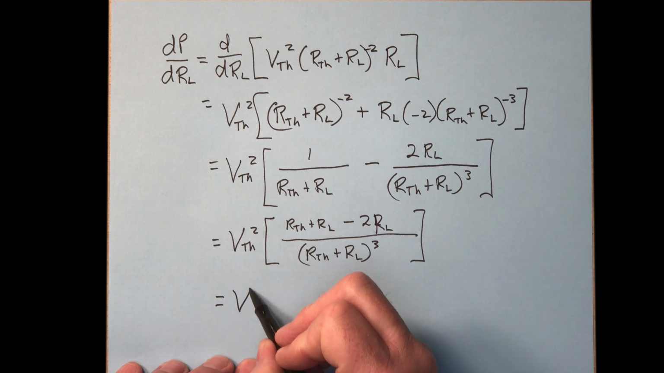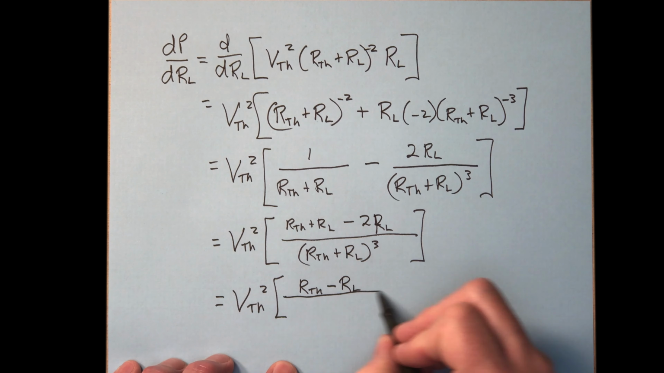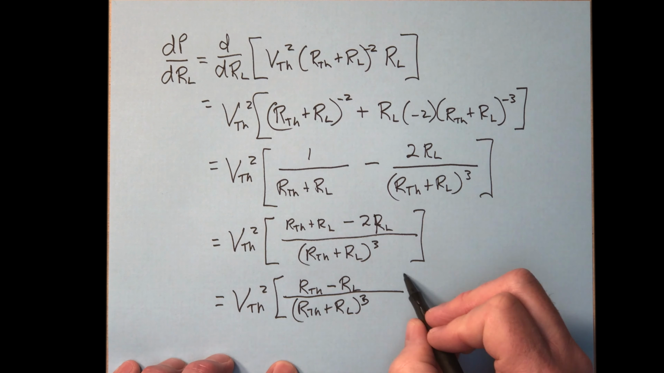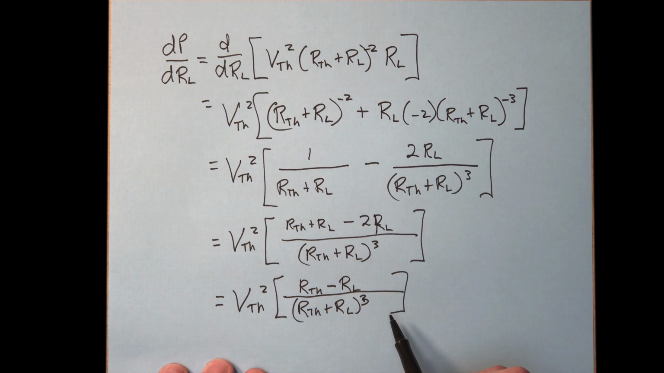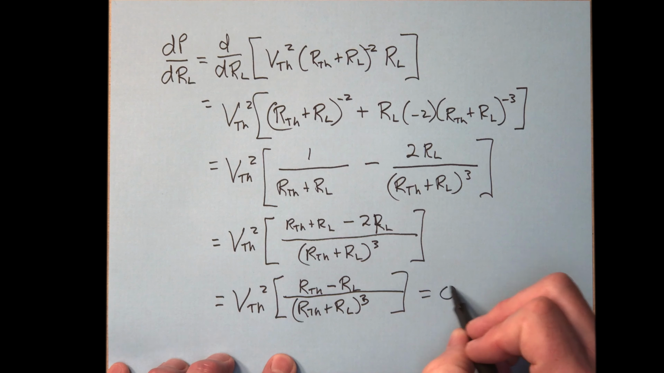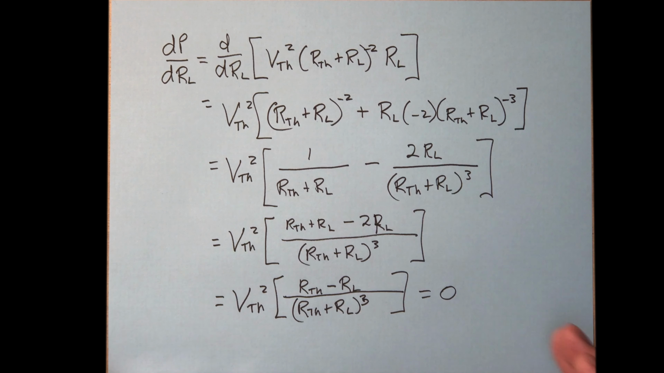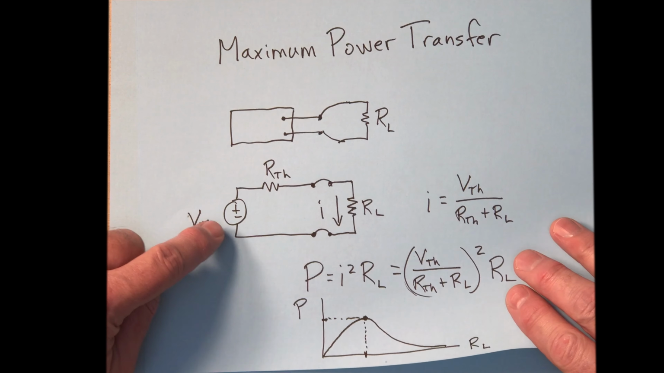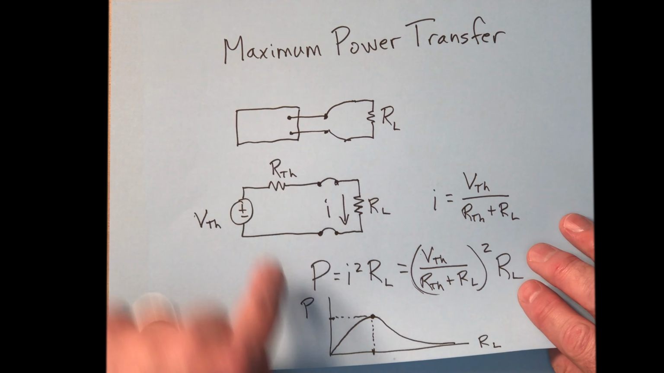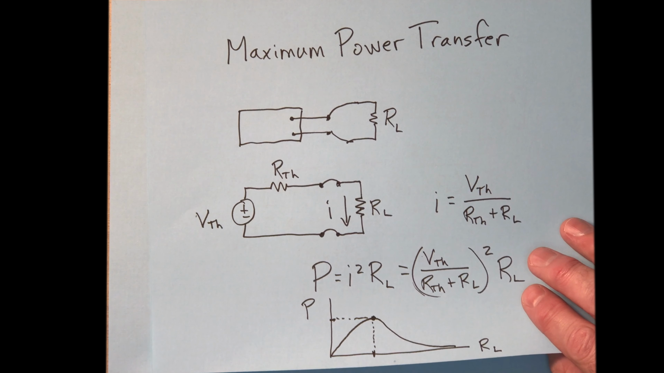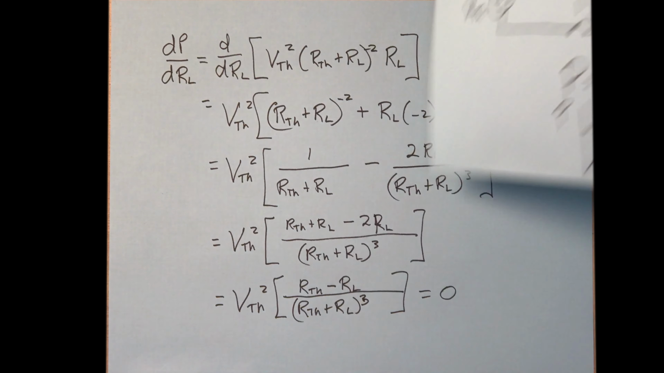Simplify the top. And that's the derivative right there. We want to set that equal to 0. When is that derivative equal to 0? Well, it would be equal to 0 if VTH is equal to 0, but to be honest, VTH will never be 0, because if it is, why are we even here? That means there is no energy being transferred to the load because VTH is 0.